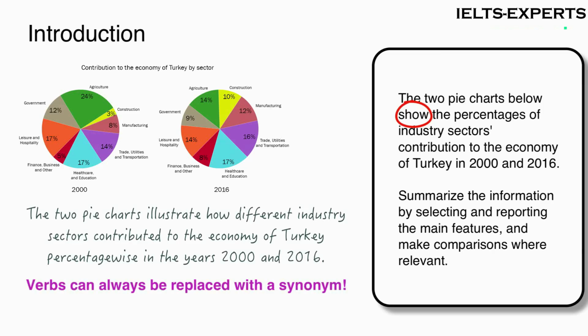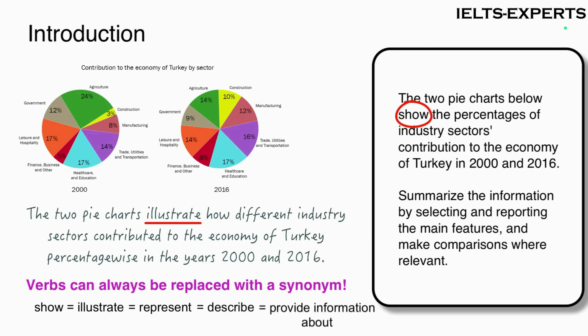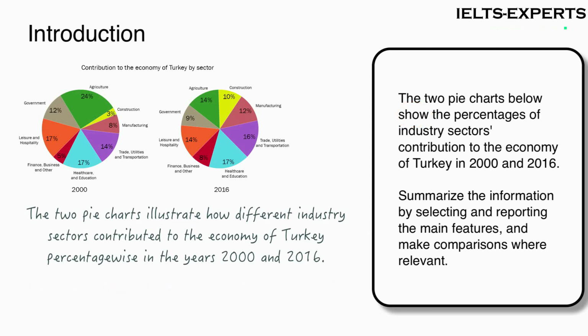And verbs can always be replaced with a synonym. I decided to replace the word show with illustrate. But this is not the only option. We could also use such synonyms as represent, describe, or provide information about. Then comes a long phrase, the percentages of industry sectors' contribution to the economy of Turkey.